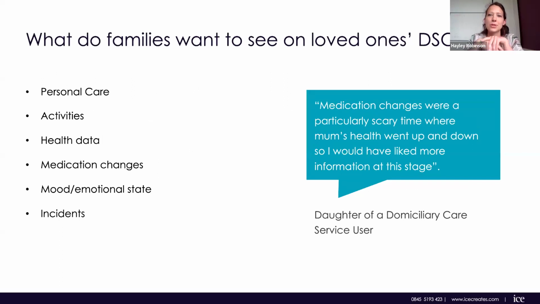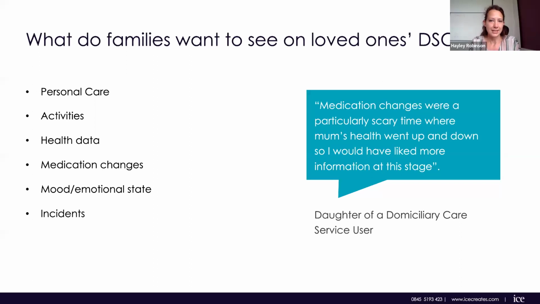Okay, so what do families want to see on loved ones' DSCRs? At the most basic level, families simply want to know that loved ones are okay and that they're receiving personal care. So for example, they want the DSCRs to confirm the family members are safe and that they're up and they're eating, what the mood is, how they're feeling on that day.